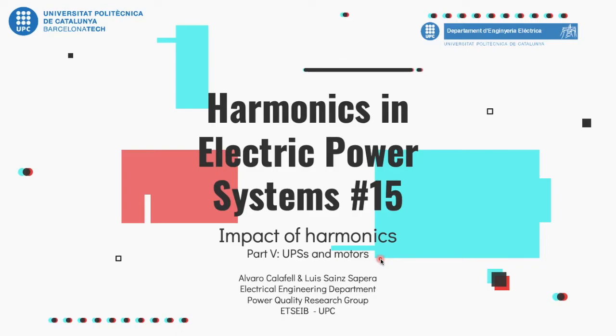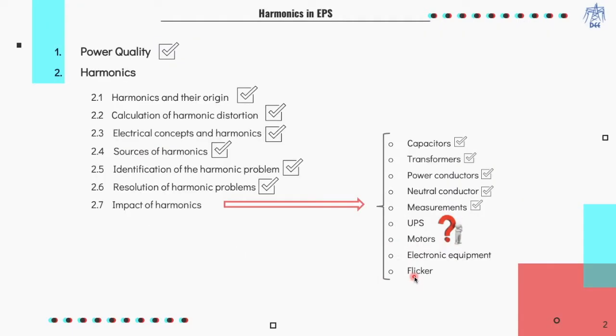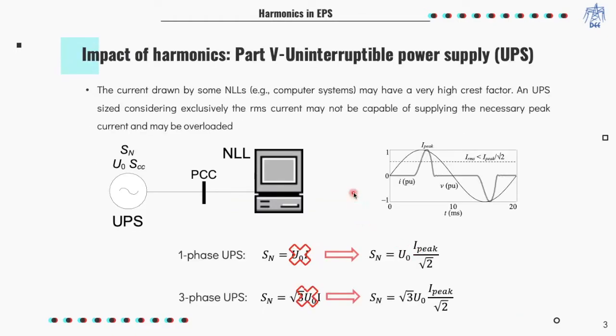In this part, I will explain the impact of harmonics on uninterruptible power supplies, UPSs, and motors. In the last video, we studied the impact of harmonics in different electrical components. In this video, the effect on UPSs and motors will be explained. Harmonics may produce two effects in UPSs. The first relates to the design. In particular, the determination of the nominal power of these UPSs that feed system equipment.